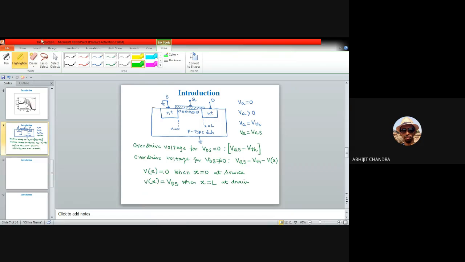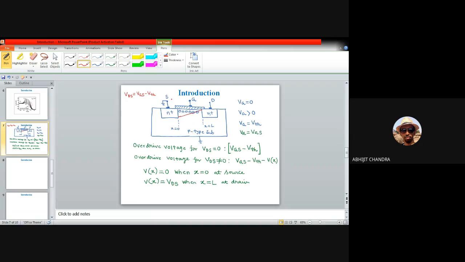So I think it will be better if I show it over here. If I assume VDS, later on we can also establish the same thing mathematically, so if VDS equals VGS minus VTH, then the channel will be pinched off at the drain end. Because under this condition, the corresponding potential over here will be exactly equal to zero: VGS minus VTH minus this one. The channel is pinched off over here, there is no channel.